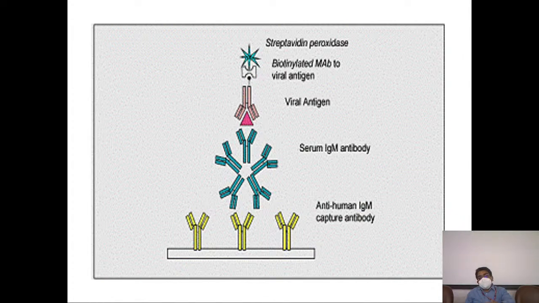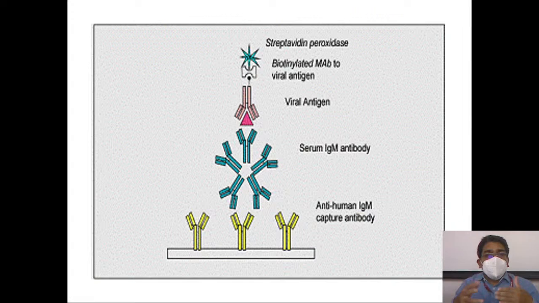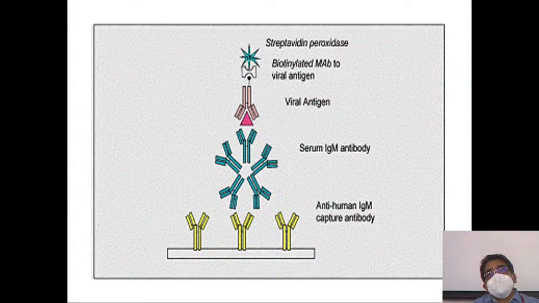Basically we tag the anti-IgM antibody, also called capture antibody, at the well. Now if IgM antibody is there in the serum sample, it will bind. We want to detect whether IgM or IgG is there, to know whether it is an active infection or a chronic infection.